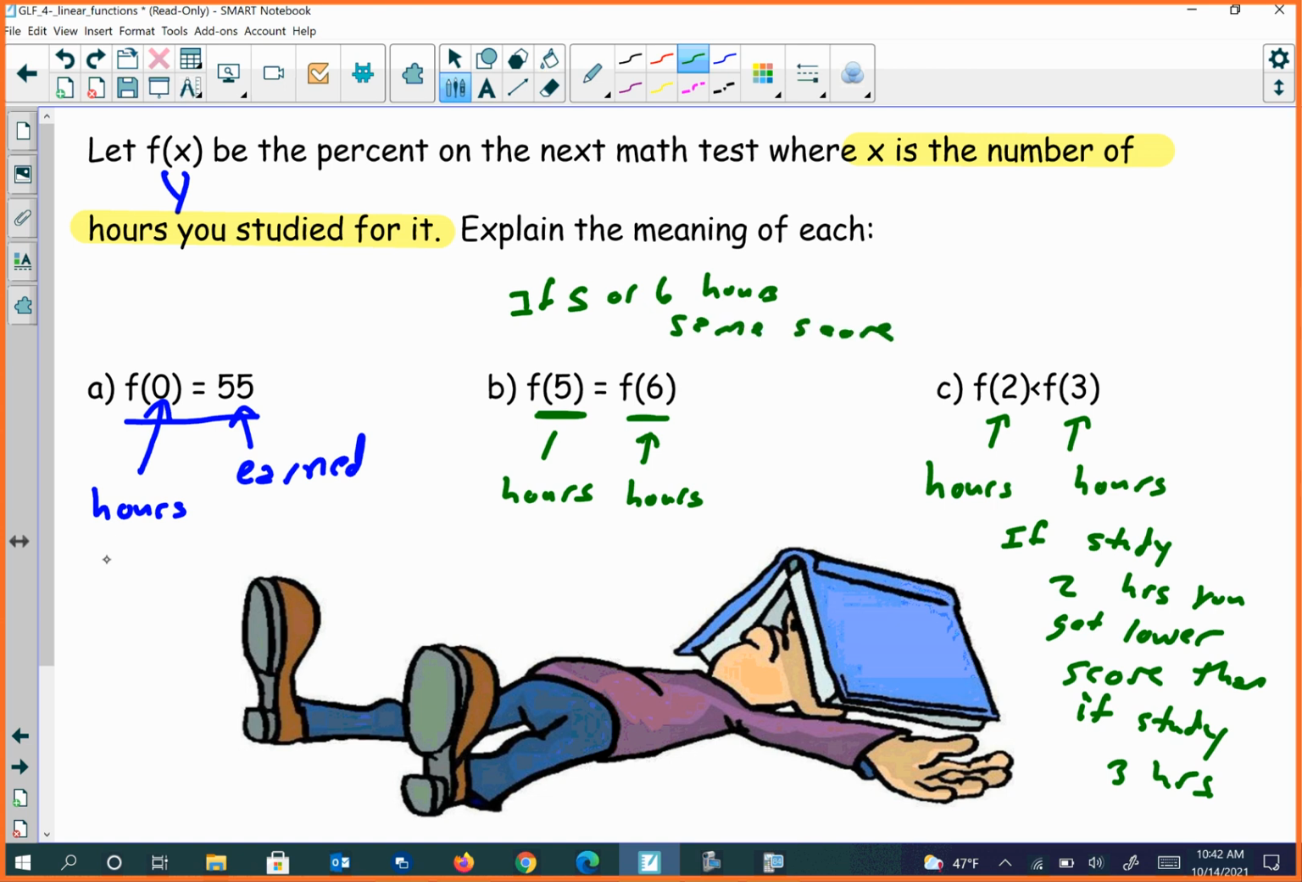And this shows if you study 0 hours, you earn 55 on a quiz or test or whatever they're calling it.